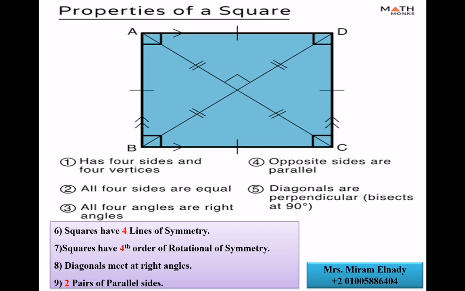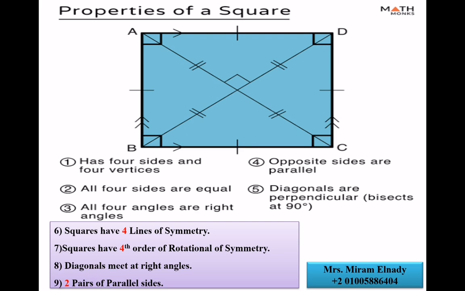What about the square? I know that the picture here doesn't appear to have equal sides, but the four sides of the square are equal. Once you know it's a square, you need to know that the four sides are equal. All four sides are equal. All four angles are equal, with 90 degrees, like the rectangle.